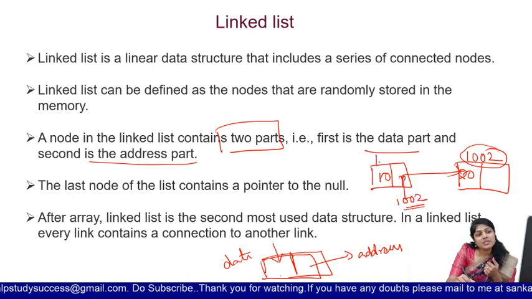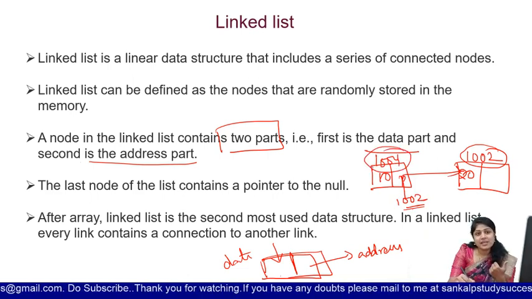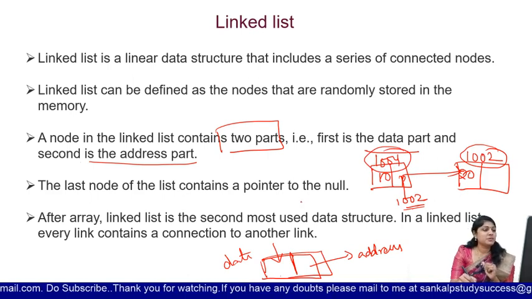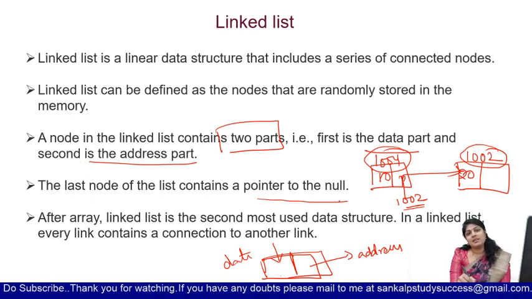And ma'am, what about this 1001? Or is it 1000 something? It can be anything. Okay, where will its address be? We'll see. And next one, the last node of the list contains a pointer to null, obviously.